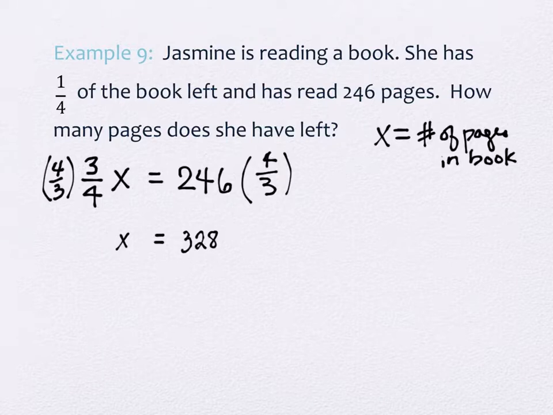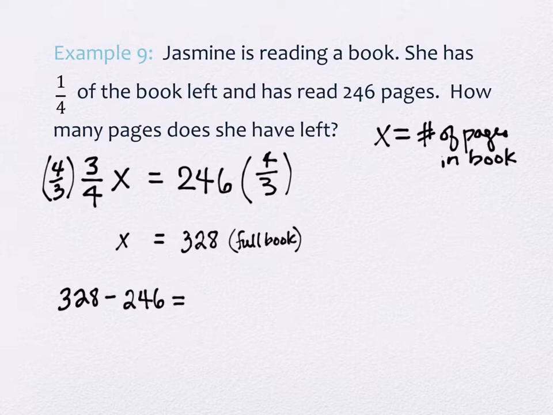Okay, so what is 328? What did we find? That's the full pages of the book. It's 328 pages. What are we asked to find? How many pages she has left. So if she wanted to know how many pages she has left, we're not quite there. How would we find that? We would subtract 328 minus the 246 that she's already read, and what would we get? 82 pages.